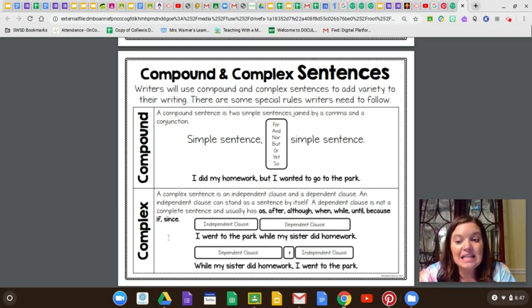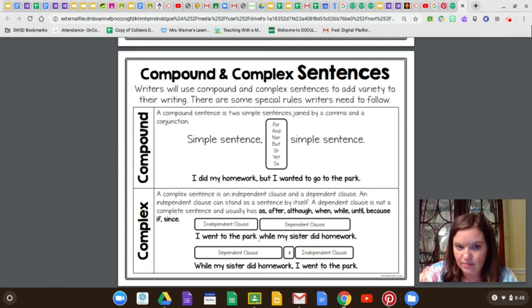In a complex sentence, it's an independent clause and a dependent clause. Dependent clause just means it's a part of a sentence that can't stand by itself. So it's not a complete sentence. It needs to be connected by an independent clause or a complete sentence in order for it to work. An independent clause can stand as a sentence by itself. A dependent clause is not a complete sentence and usually has as, after, although, when, while, until, because, if, or since in it. So here's the independent clause.